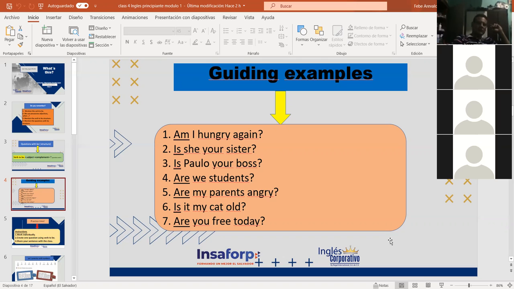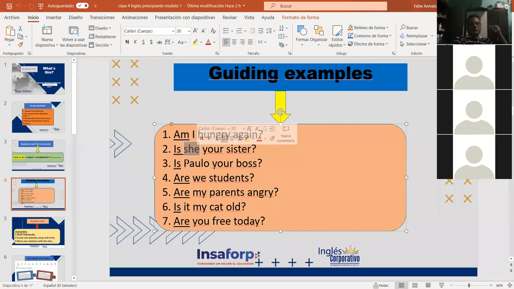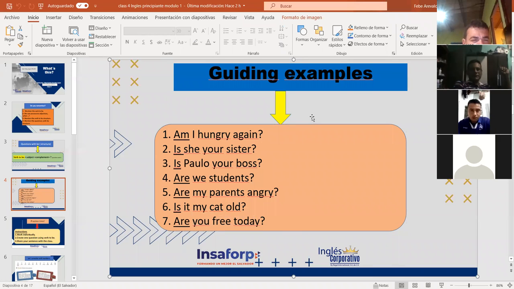Am, is, are. That's a staple. That won't change. The things that are going to change are the subjects. We can use I, she, he, we, they, it, you, right? Those are my subjects that they could change any time whenever I'm changing my verb to be.